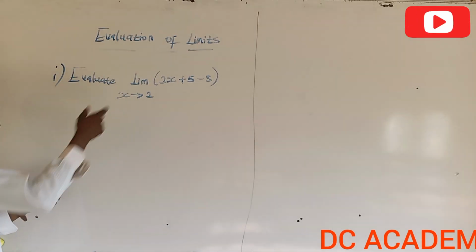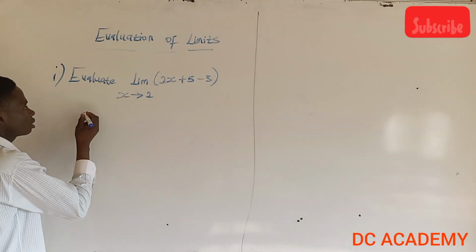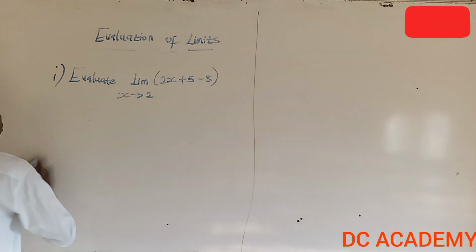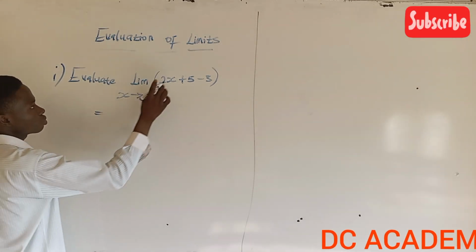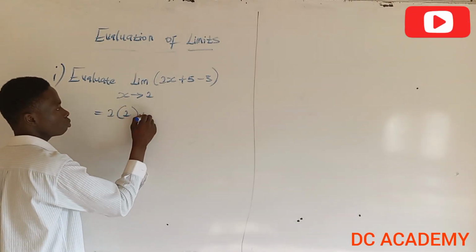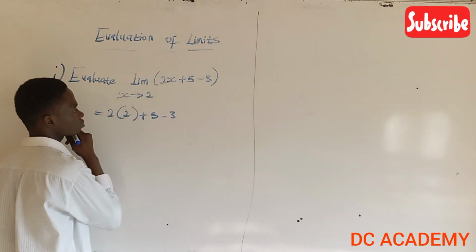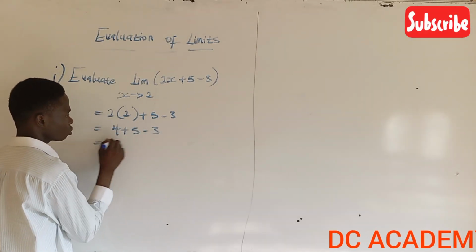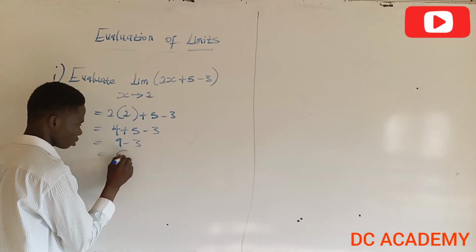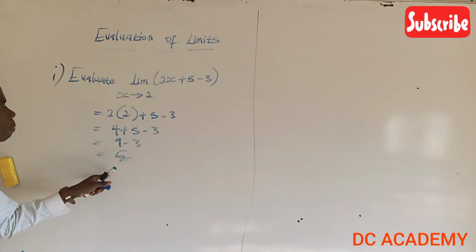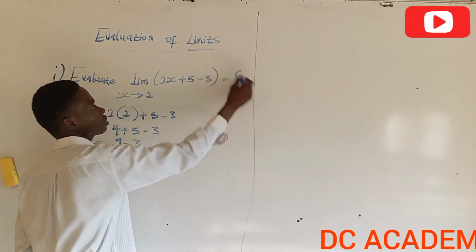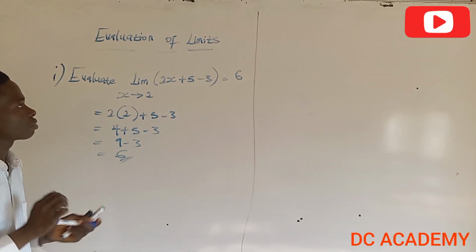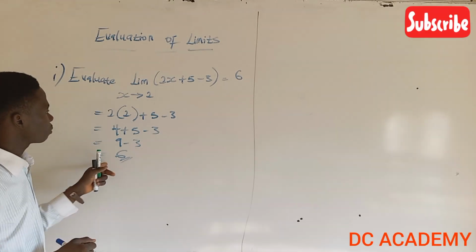So let's just substitute inside this now. You substitute inside this, and now we have it to be equal to 2 times 2 plus 5 minus 3. Equals 4 plus 5 minus 3. Equal to 9 minus 3. Equal to 6. And this is the limit, which is equal to 6. So this is what this actually entails. Do you understand now? So this is it for this.